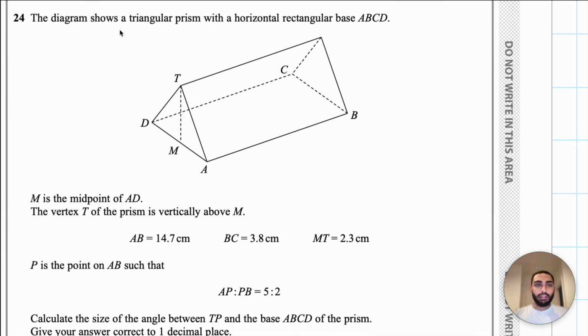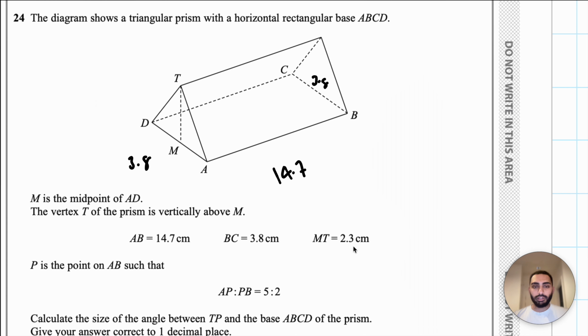Question 24. The diagram shows a triangular prism with a horizontal rectangular base ABCD. M is the midpoint of AD, so that's at the middle of AD. The vertex T of the prism is vertically above M, so that's a straight line. AB is 14.7, so there to there is 14.7, so I'll label that on. B to C is 3.8, and that would mean that this is also 3.8.